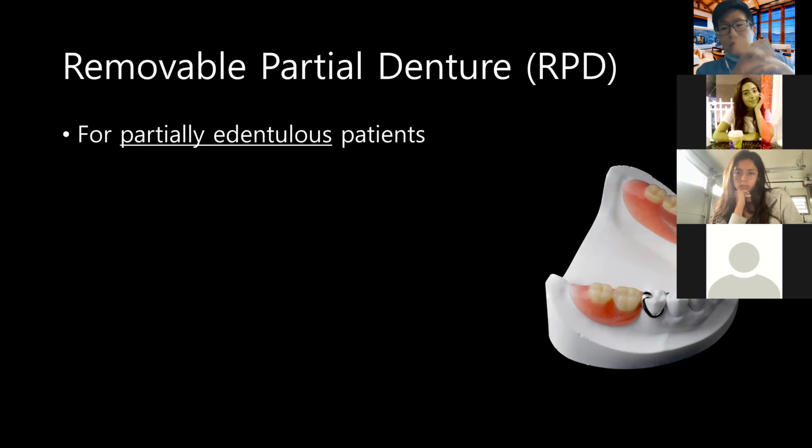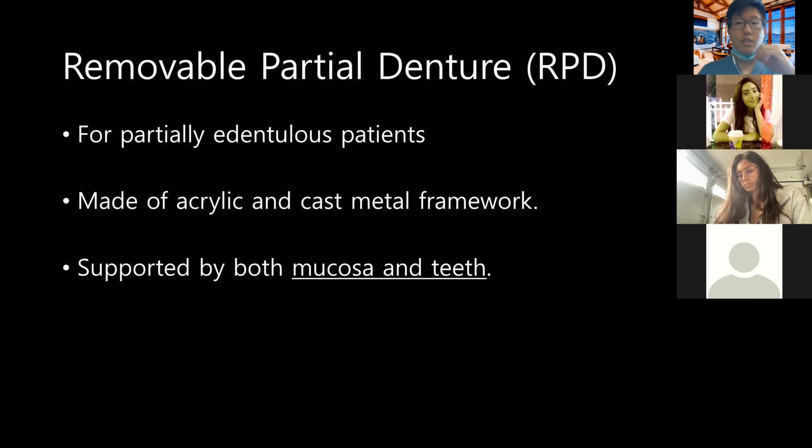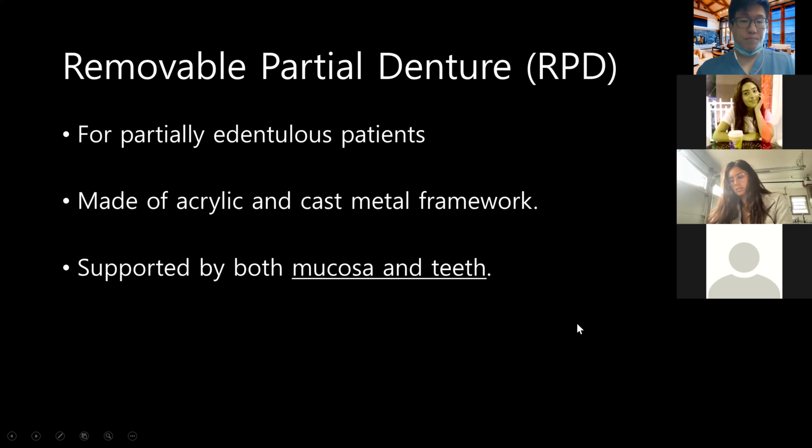Okay, so that is it for complete dentures, and I'm going to move on to removable partial dentures. So obviously, it's for people who are missing only certain teeth, not all teeth. And it's made of not only acrylic, but also a metal framework. And it's supported by not just gums, mucosa means gums, but also teeth. You can see that the metal here is supported by teeth. So some of the force distribution is transferred to the teeth themselves. So the bone and the mucosa are not taking all of the forces, unlike a complete denture.